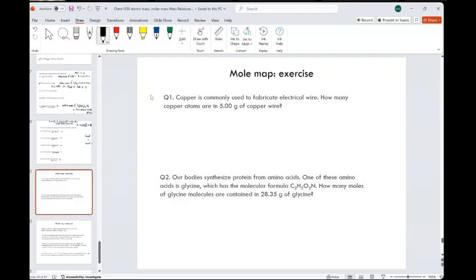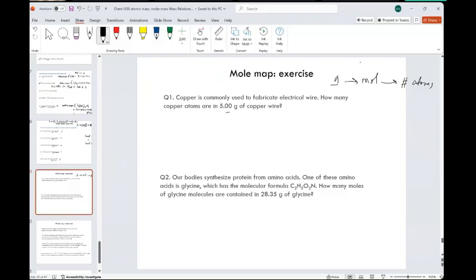Copper is commonly used to fabricate electrical wire. How many copper atoms are in 5 gram of copper wire? So again, it is given in gram. We need to find in mole, and then from mole we need to find number of atoms using Avogadro number.